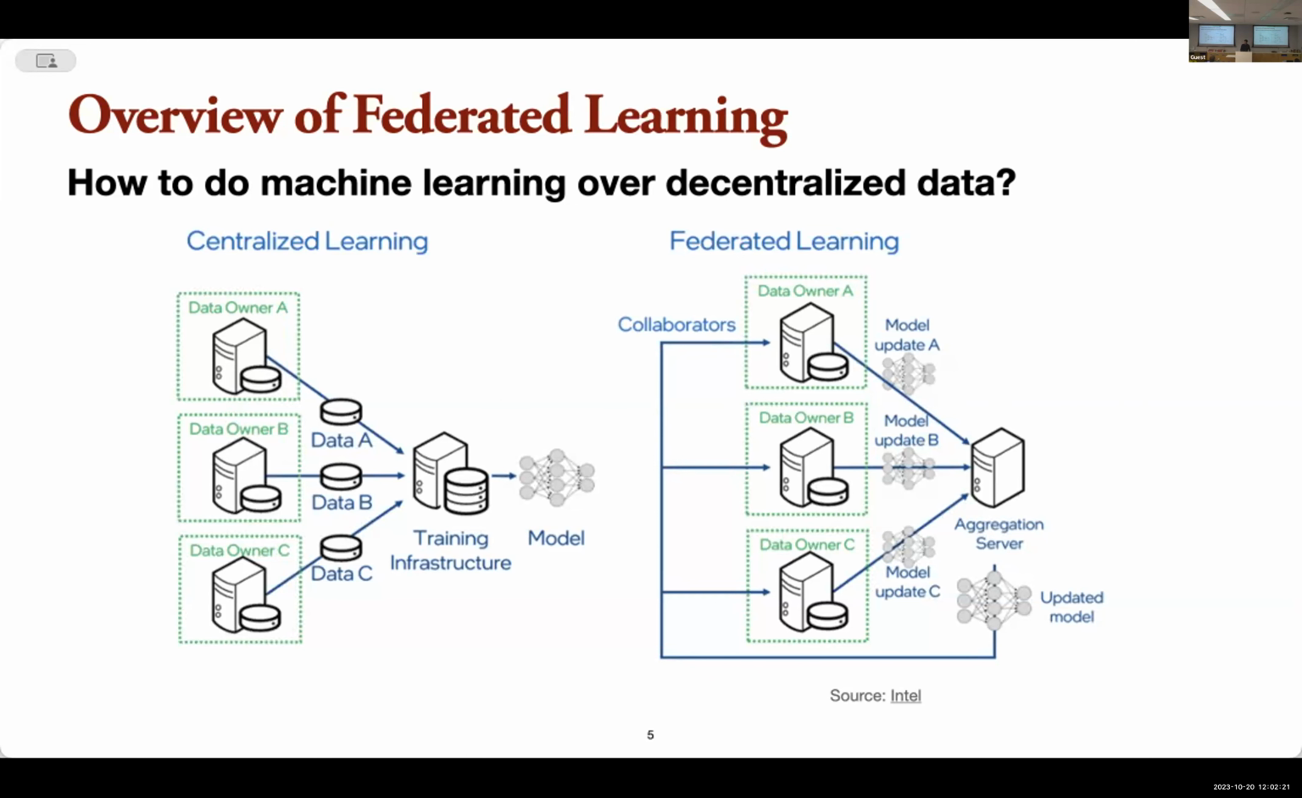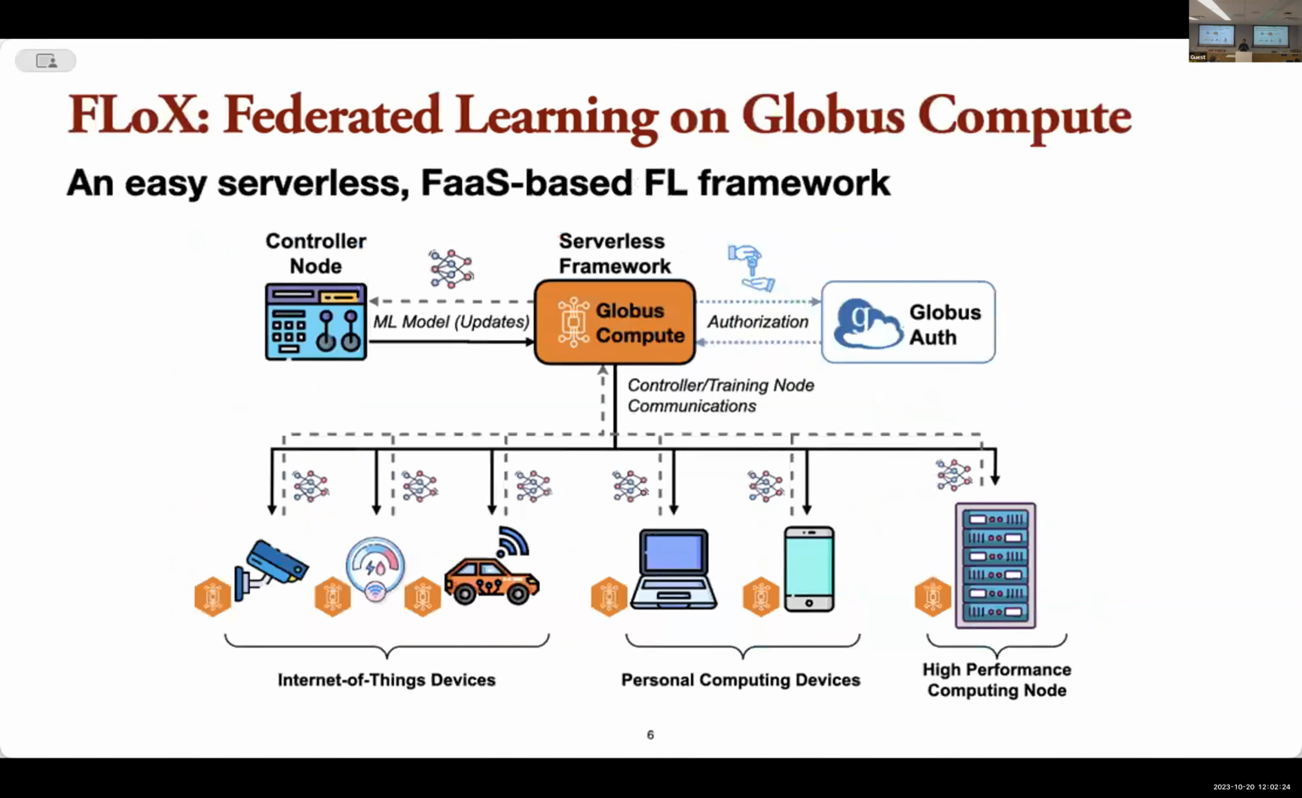So with that being said, one of the things that we did last year was publish a paper on Flox, where we essentially implement a framework for federated learning using Globus Compute as the network infrastructure. You can register each of your devices or data owners, whether that be an IoT device, personal computing device, or an HPC node. As long as it's a Globus Compute endpoint, you can launch local training jobs on those endpoints, and it will orchestrate all of the communication between your endpoints and your aggregation node.